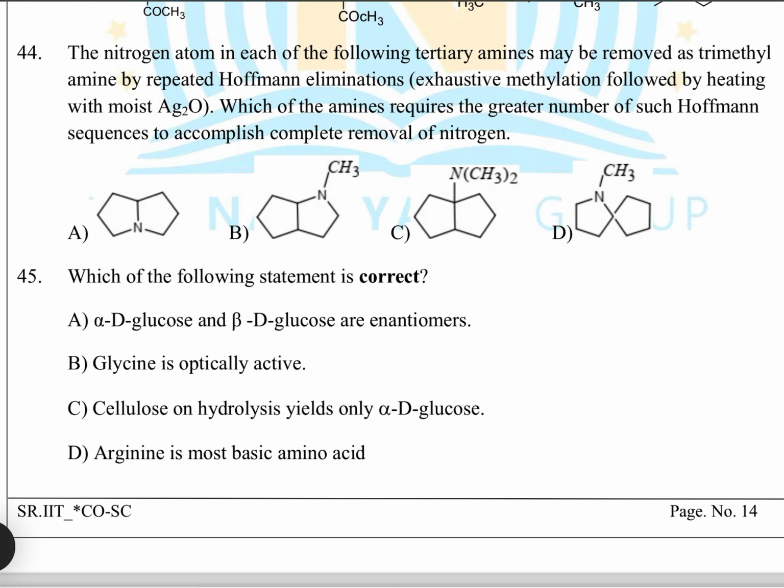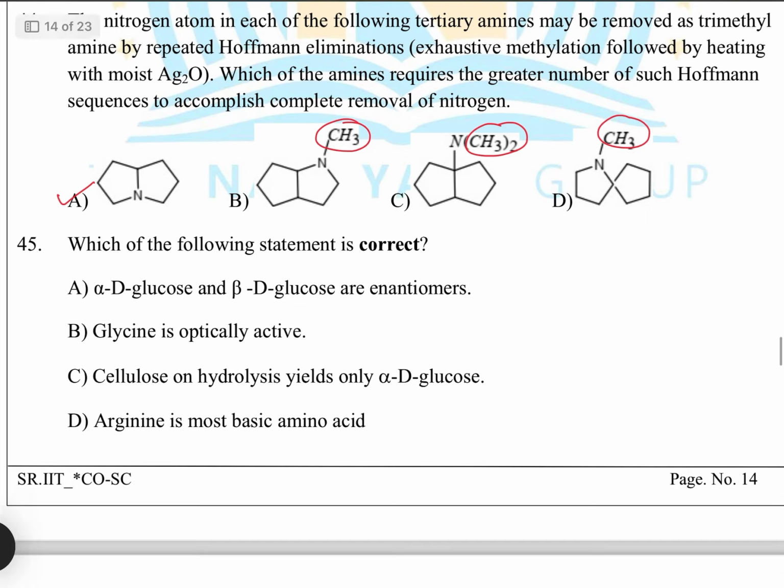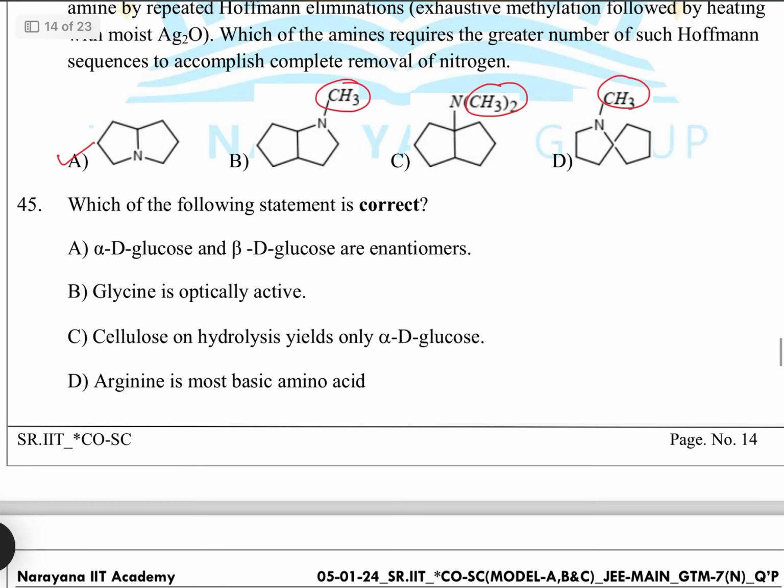The nitrogen atom in each of the following tertiary amines may be removed as trimethylamine. So trimethylamine means there is no trimethylamine, so this is the first one, because no methyl group is attached here. You can see here methyls, methyls, methyls. But here no such kind of groups. So this amine requires a greater number of such Hofmann sequences. Because in the remaining, in the 44th question, B, C, D, already at least one methyl group is there. In this, no such methyl group is there.